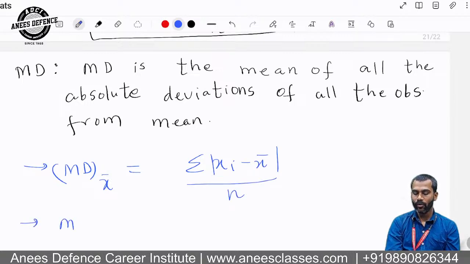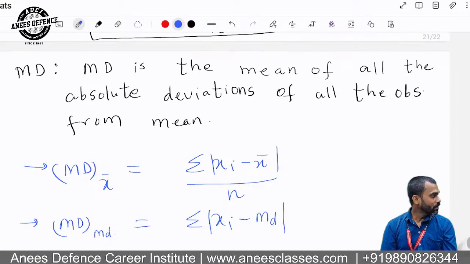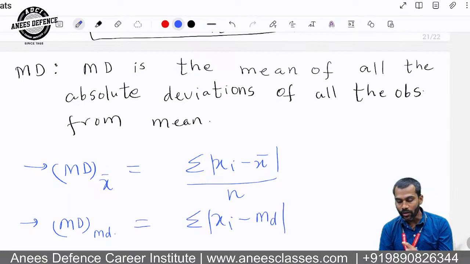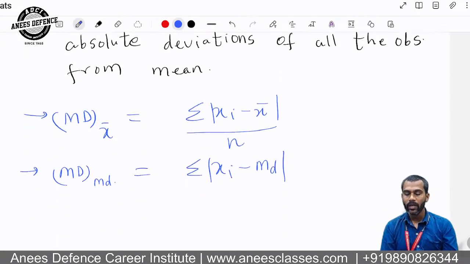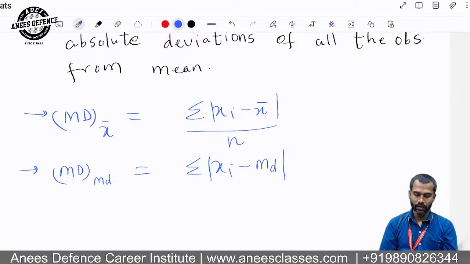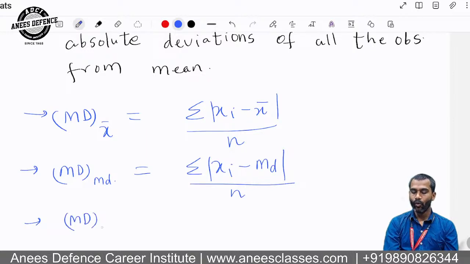Similarly, mean deviation about median, I'm writing small d, is equal to summation xi minus median, absolute deviation, divided by n. Now I have to find out median, and then absolute deviation, and then mean. So instead of mean, we have to find out median. And similarly, mean deviation about mode is equal to summation xi minus mode divided by n.